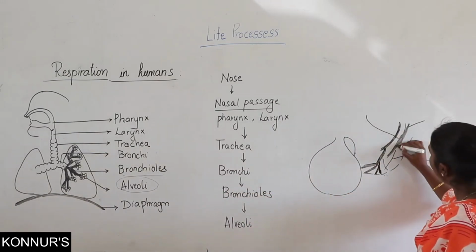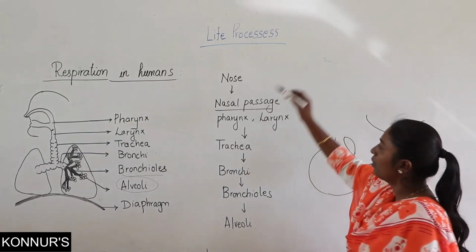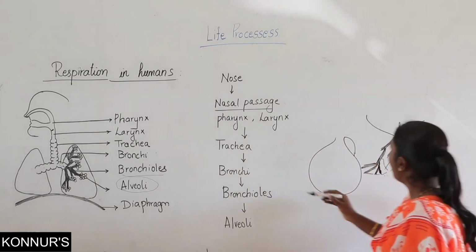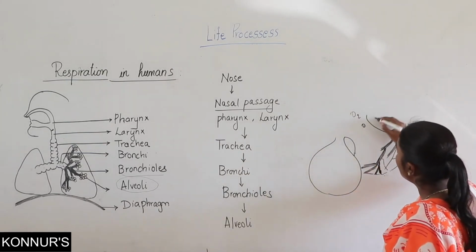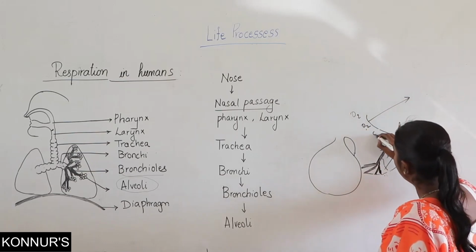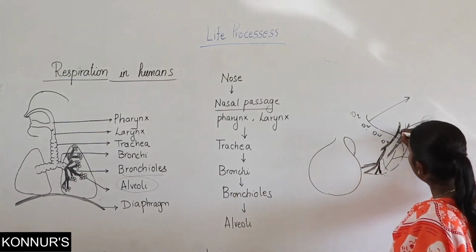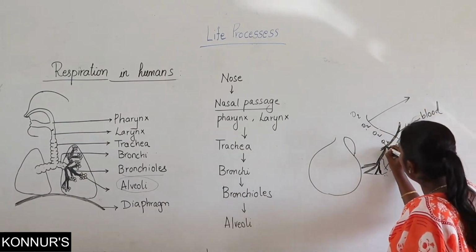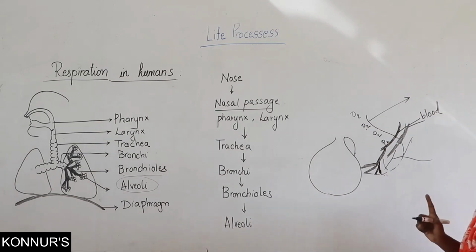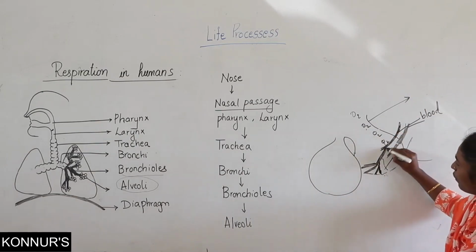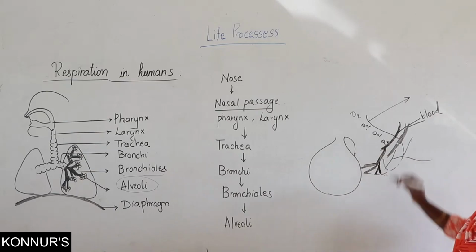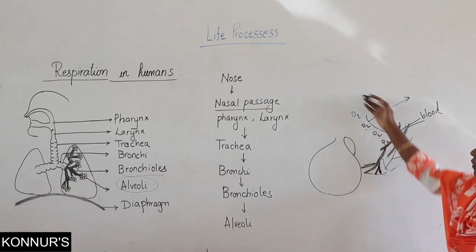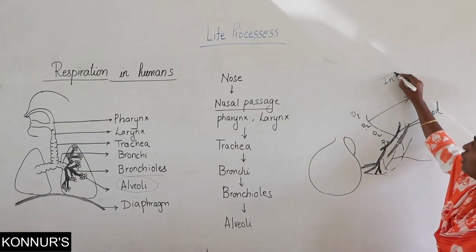Now when the oxygen enters from the nose to the nasal passage, trachea, bronchi, bronchioles and alveoli, when this oxygen comes to this alveolus, here, which has blood, this oxygen diffuses into the blood. Are you getting my point? This oxygen diffuses into this blood. So this blood is again transported to the heart. So this is the process of inhalation.